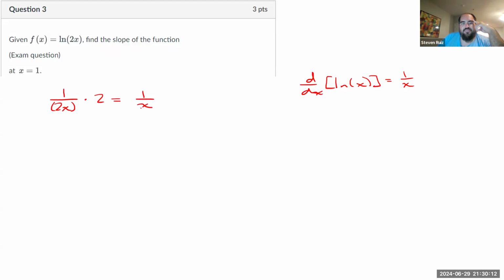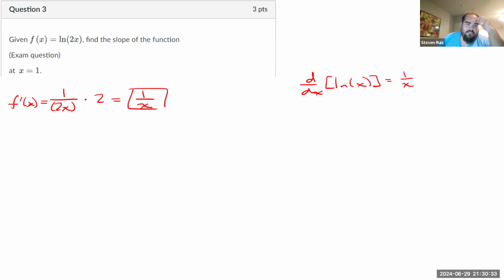And this is probably a counterintuitive thing. The derivative of natural log of x is 1 over x. But now I have the derivative of the natural log of 2x, and I'm also saying that's 1 over x. Seems a little strange, but, call this f prime of x, that is absolutely the case.